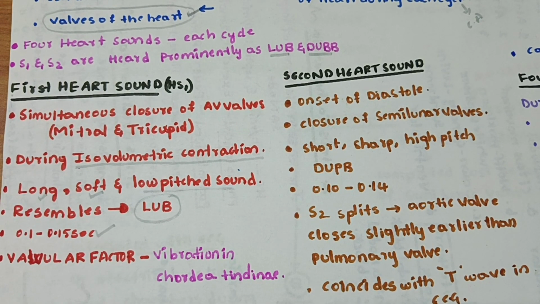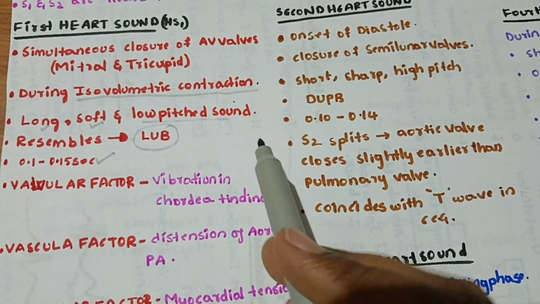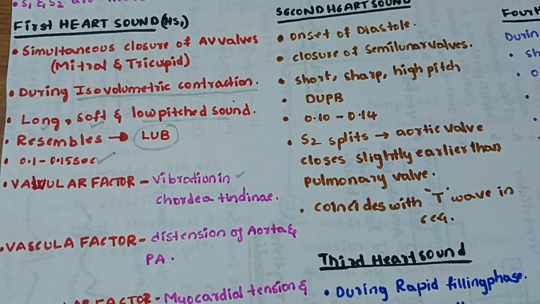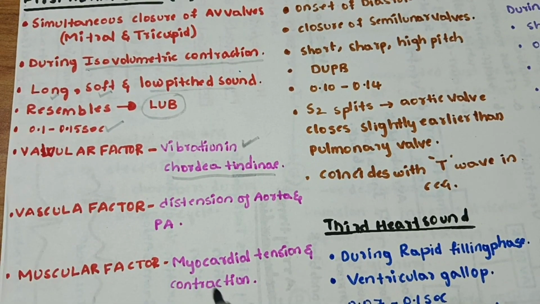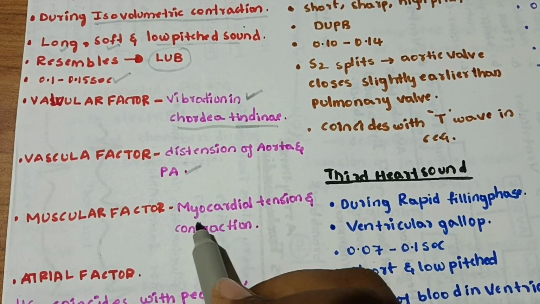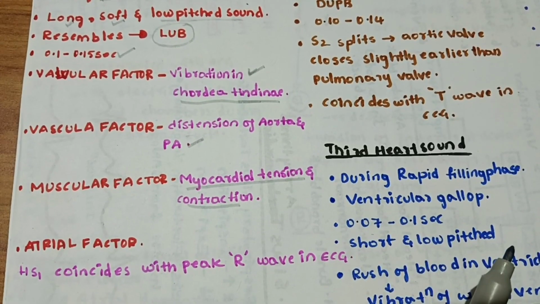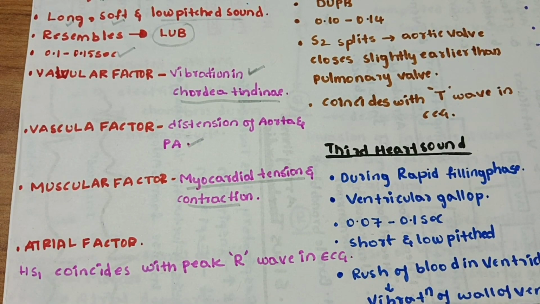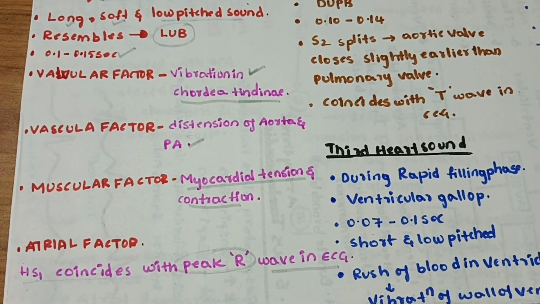This is not the only reason to produce heart sound. There are some other factors that help to produce it. One is the valvular factor. There is vibration of the ventricles, containing the chordae tendineae. Whenever these vibrate, we hear a sound. Another factor is distension of the aorta and pulmonary artery. Then the muscular factor: there will be myocardial tension and contraction as blood flows. And another one is the atrial factor. Heart sound 1 coincides with the R wave in the ECG.